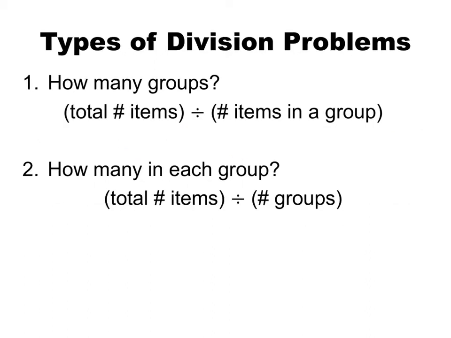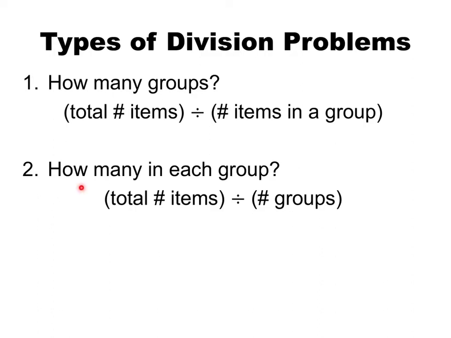So the significance of this is that it illustrates that there are two general types of division problems. The first is what we call a how many groups type of division problem, and that's where we take a total number of items and divide it by a number of items in a group, and that's going to give us our number of groups that we have.